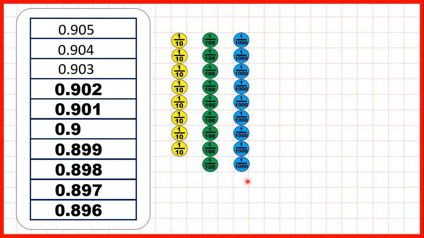So now we can continue counting back in thousandths, so 0.899 is 1 thousandth less than 0.9, and we can continue subtracting thousandths until we get to 0.896, so that's 8 tenths, 9 hundredths and 6 thousandths.